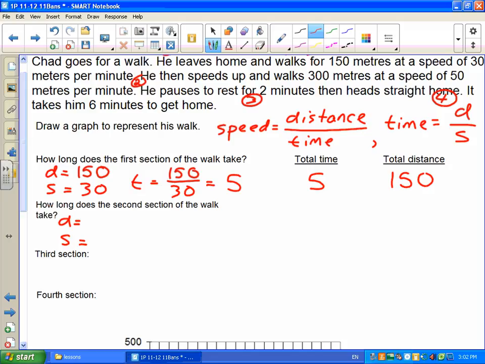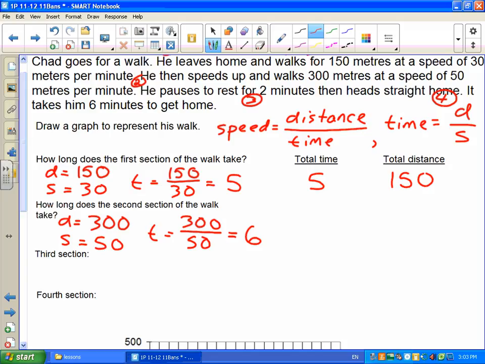Logan? 300? Now, is that his distance or his speed? 300 what? 300 meters, so it's going to be distance. So his distance is 300. What's his speed? Riley? 50. So how do we figure out time, or how long it takes? Well, we're going to do 300 divided by 50. That's going to give us 6. So the second section is 6 minutes long.